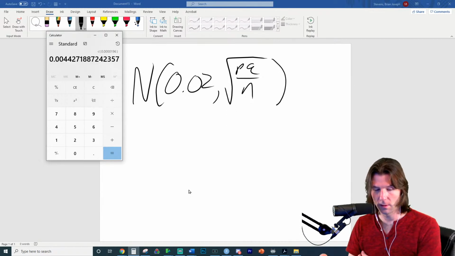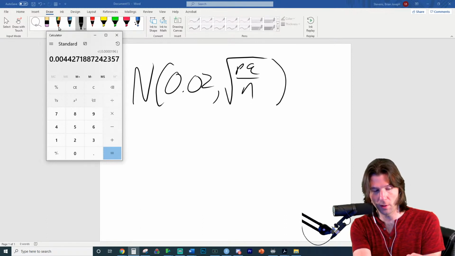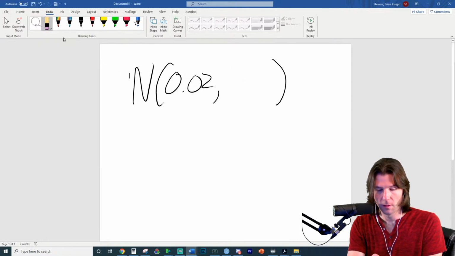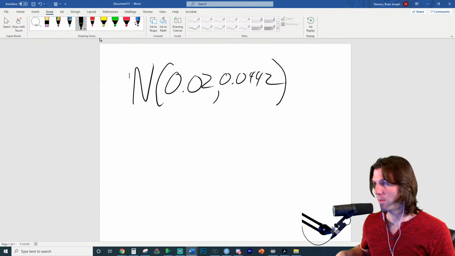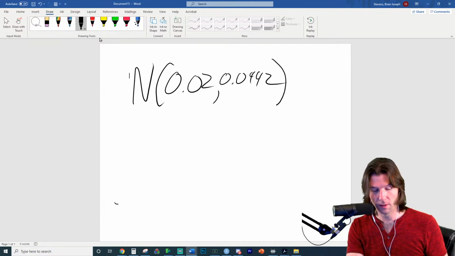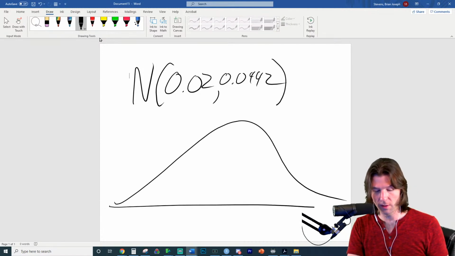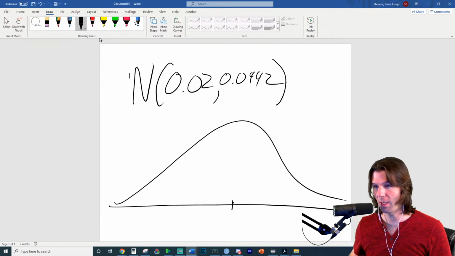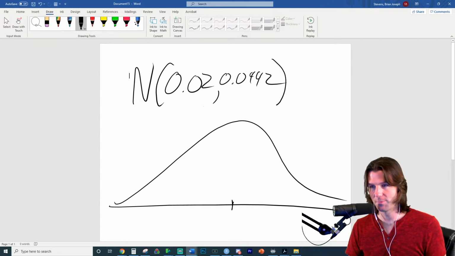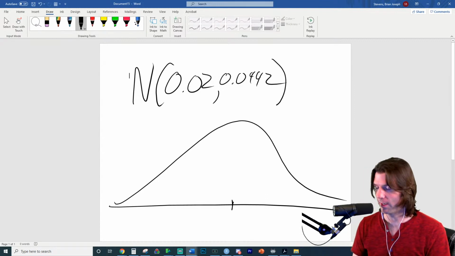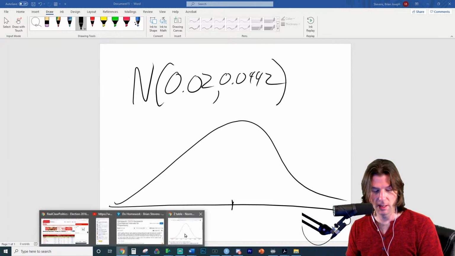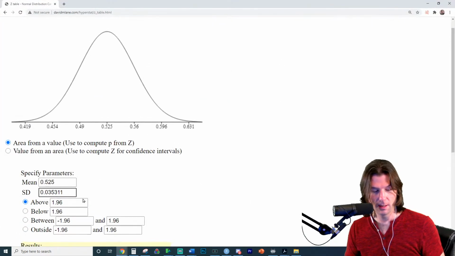Ooh, this is a little scary here. 0.0442. And that's the variation we'd expect in the distribution. Now we go here, we draw out the distribution, and I'm going to use David M. Lane to help me out. And that's, yeah, exactly. And so it's the square root of p times q over n because we know the truth. And then we're going to go here to David M. Lane, and we're going to put in our numbers that we just found.